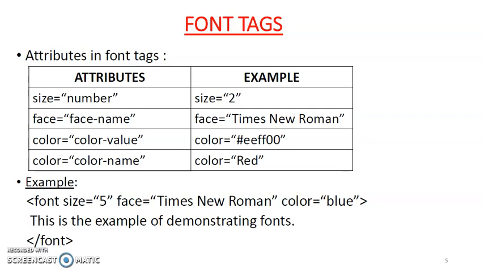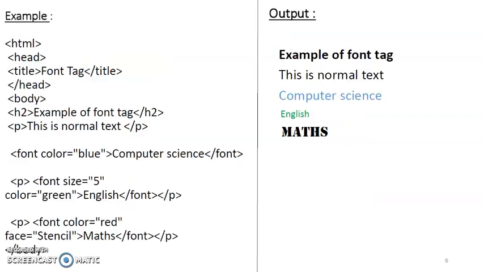Okay. See, you can see the example. Your font size is equal to 5. Face is equals to Times New Roman. Face means what? Your font name. And the color is blue. And I am writing some text in between the font tag. Means what? This is the example demonstrating fonts displayed with font size 5, font face Times New Roman with blue color. Okay. It's very simple.